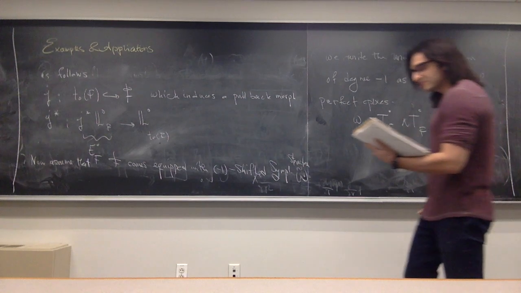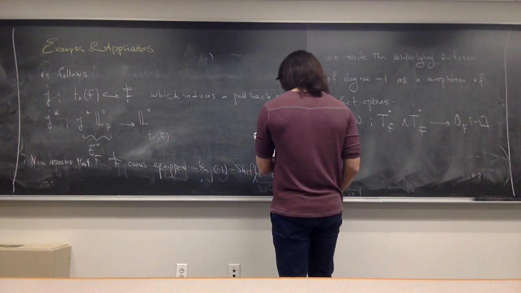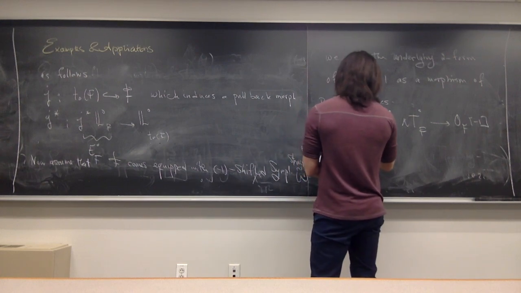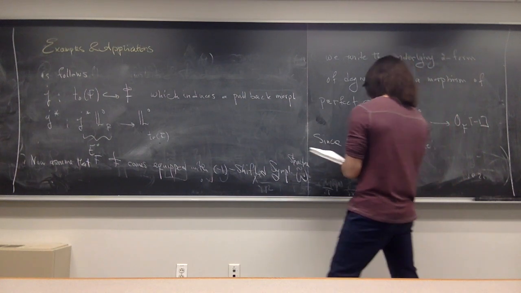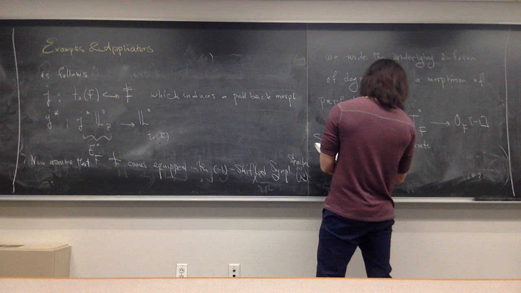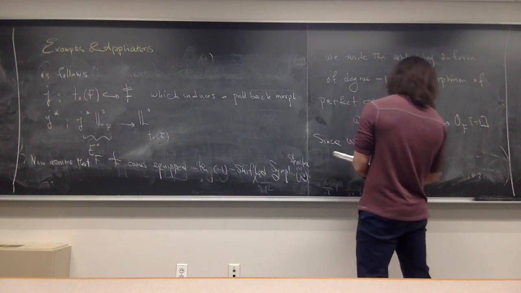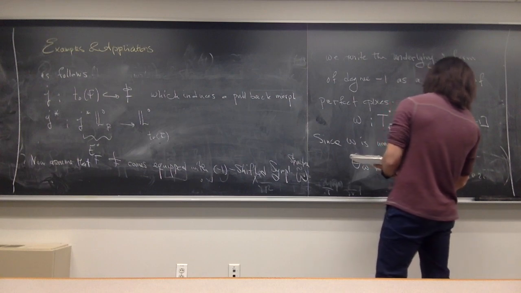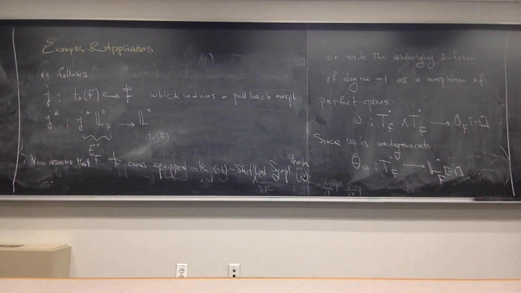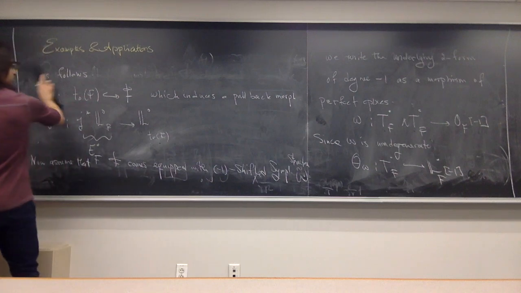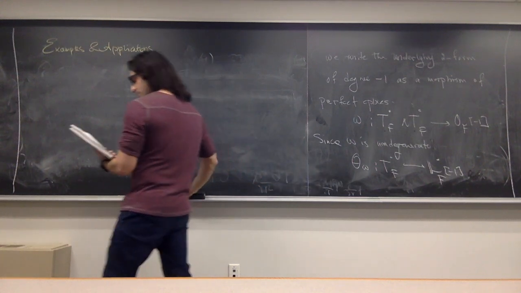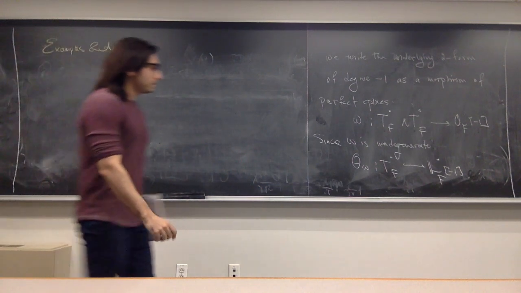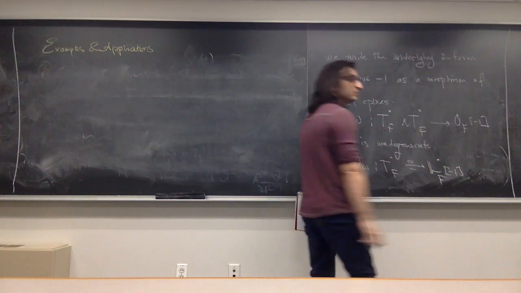This is the minus one shifted form, since omega is non-degenerate. It's a symplectic form. Then this immediately induces a map from the tangent complex of F to the cotangent complex of F shifted by minus one. And this is the definition, but also this is a quasi-isomorphism.